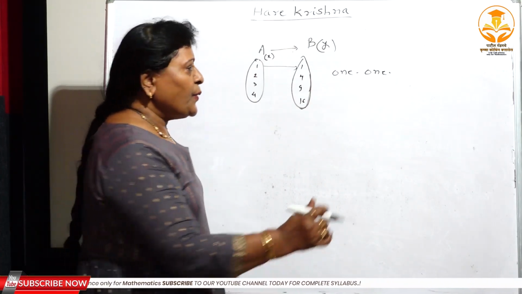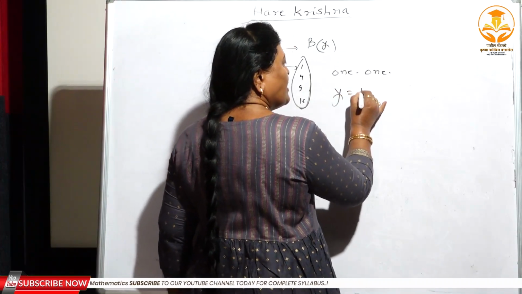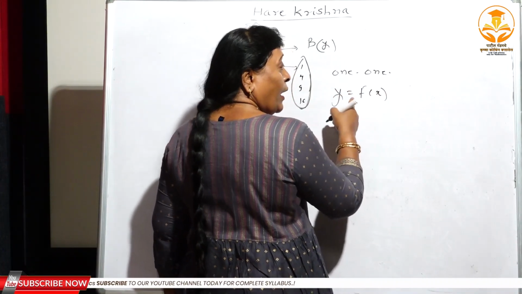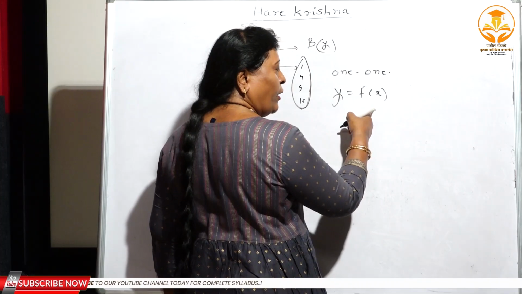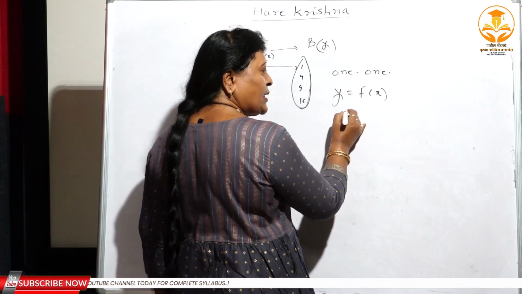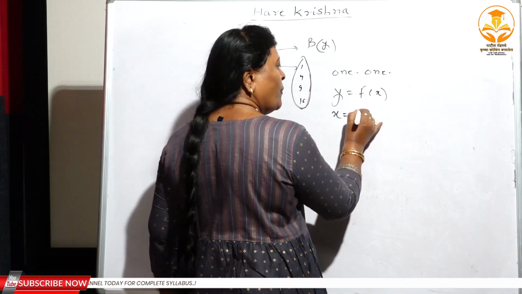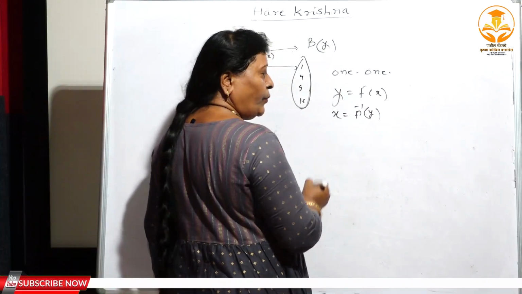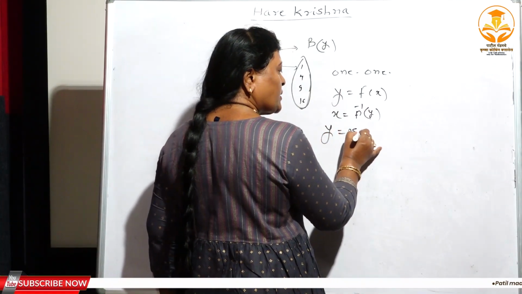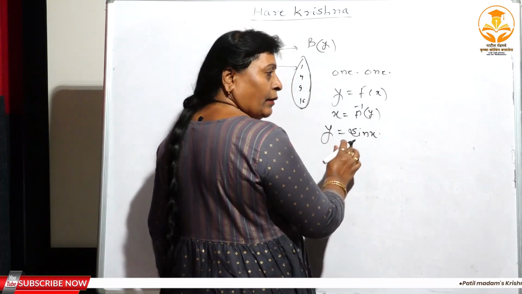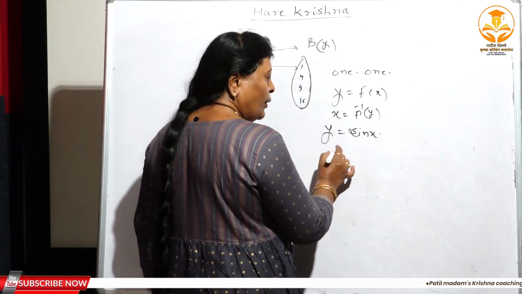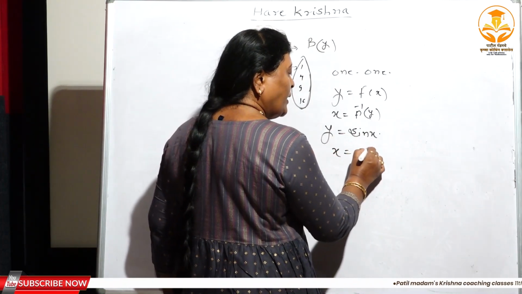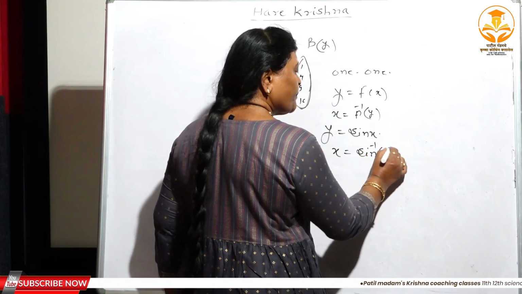And if the function is 1-1 and onto, then and only then the inverse exists. Suppose I write the function like this: y is equal to f of x. Then if this function is 1-1 and onto, then and only then the inverse exists, and that is x is equal to f inverse of y. Suppose y is equal to sin x. If this is 1-1 and onto, then x is equal to sine inverse of y, isn't it?